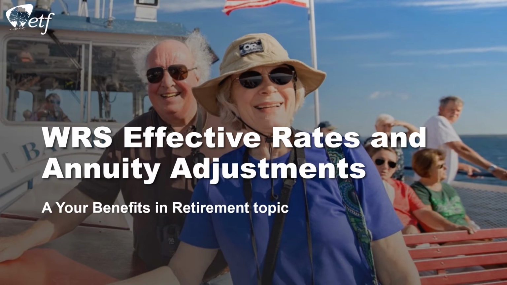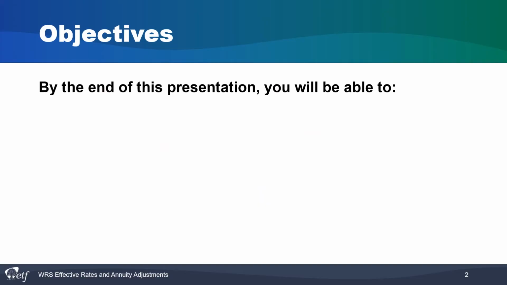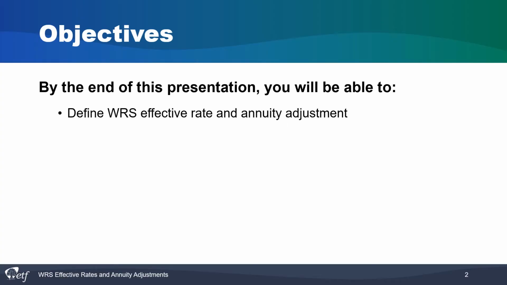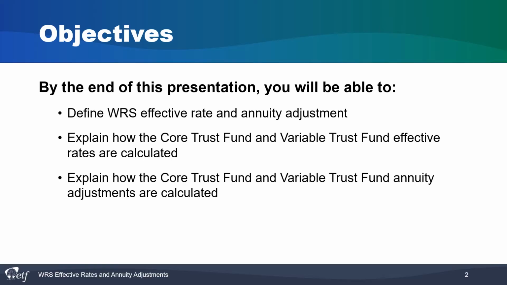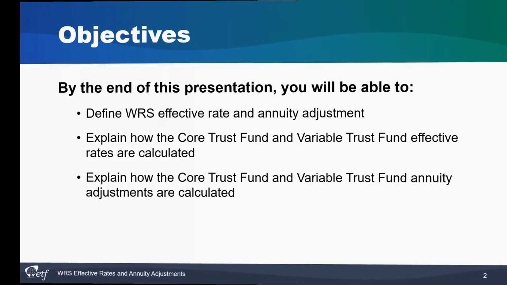Welcome to the WRS Effective Rates and Annuity Adjustments presentation, a Your Benefits in Retirement topic. By the end of this presentation, you should be able to define WRS Effective Rate and Annuity Adjustment, explain how the Core Trust Fund and Variable Trust Fund effective rates are calculated, and explain how the Core Trust Fund and Variable Trust Fund annuity adjustments are calculated.